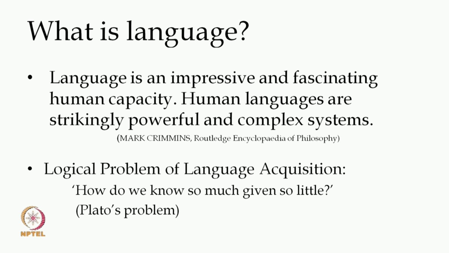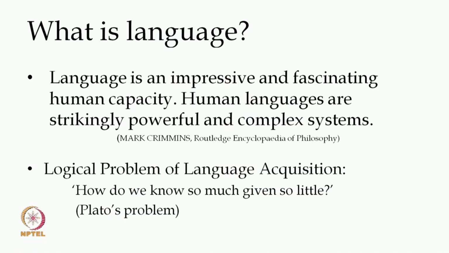We will look at how we learn language very soon, and that is the point of beginning to see the last part of the definition that you have just seen: a strikingly powerful and complex system. What makes human languages powerful, and what makes the system complex? The answer to these questions comes if you look at the logical problem of language acquisition, which is also known as Plato's problem. And as we know, Plato's problem is, how do we know so much given so little?